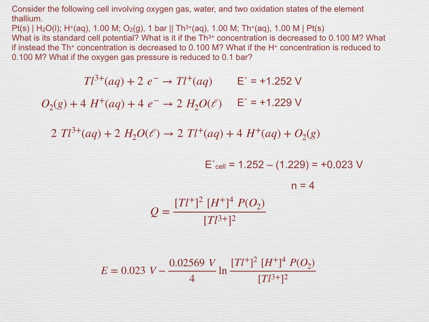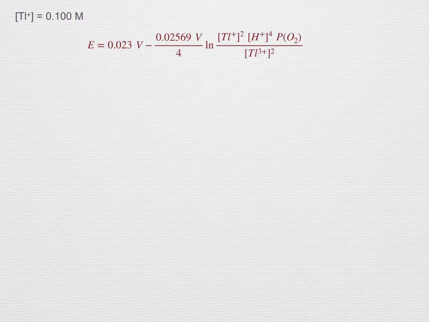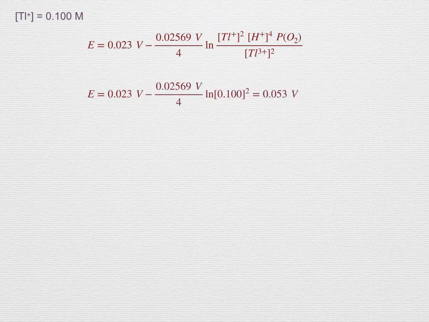First, thallium 1+. For this calculation, we are assuming that the other components remain at 1 molar, and their mathematical contribution to Q is just 1. Only the species that changes, in this case thallium +, needs to be considered. It is, however, important to not forget the exponents involved. Here the thallium is squared. The Nernst equation becomes this, and we see that the potential has increased by 30 millivolts.